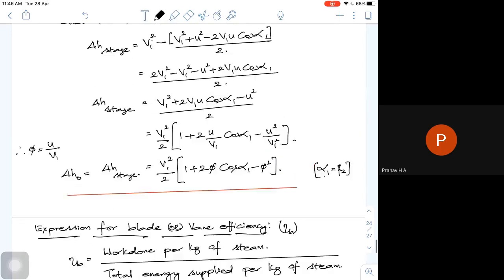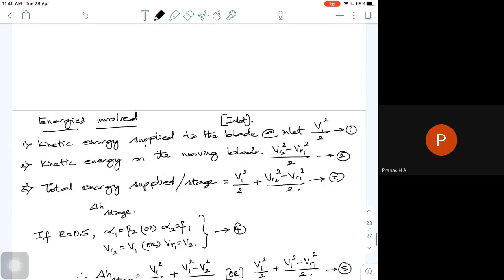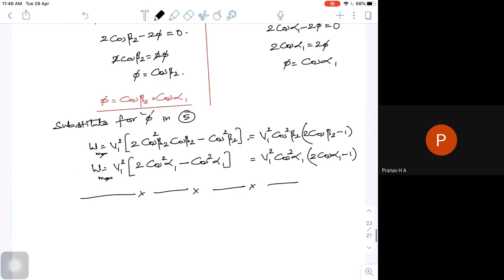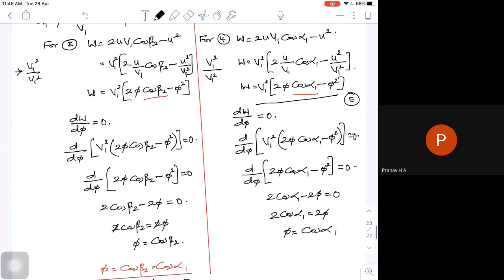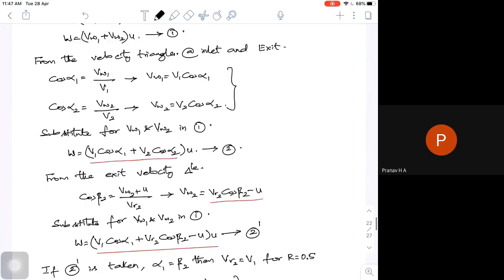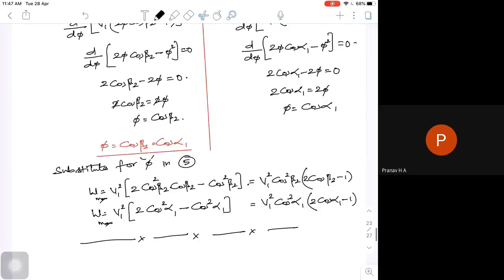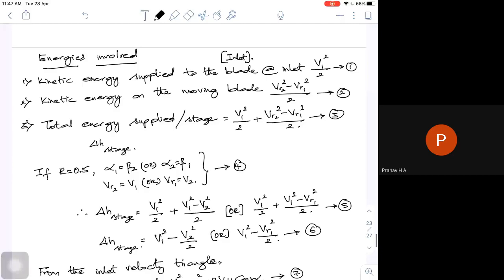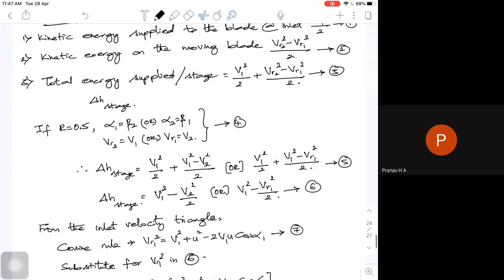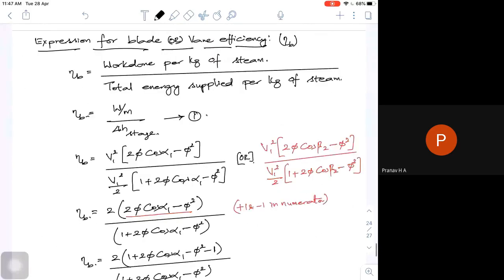I have tried to do as much as possible in detail, and this should have been taught in your turbo machines course. Anyhow, this is in steam and gas turbines. So, expression for work done, expressions for blade efficiency for a reaction turbine. That's a steam reaction turbine, single stage. If I go for multiple stages, you only have to put the corresponding velocity triangle.